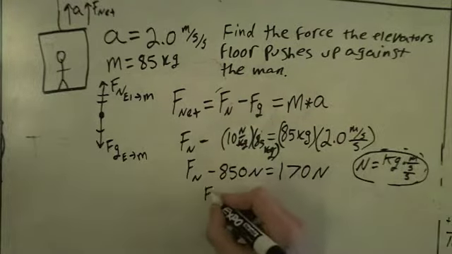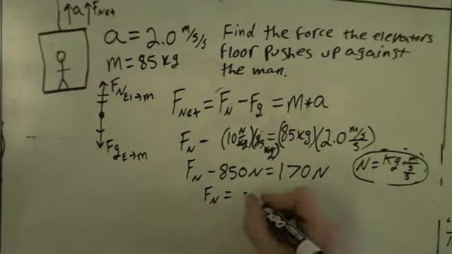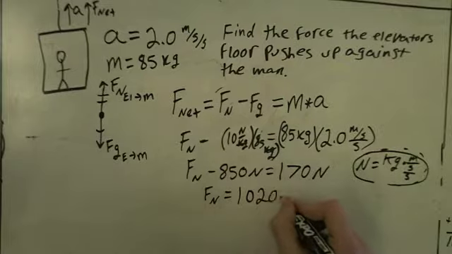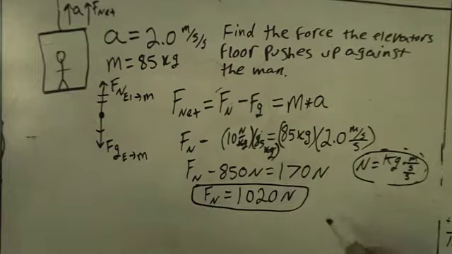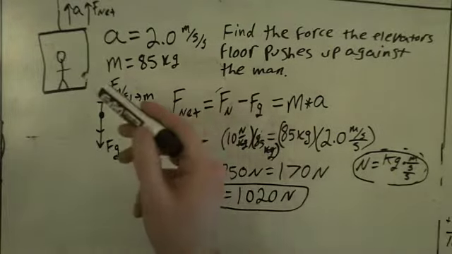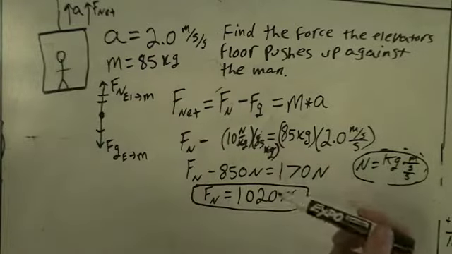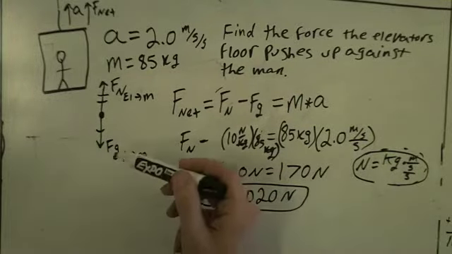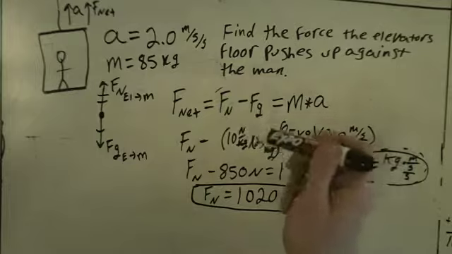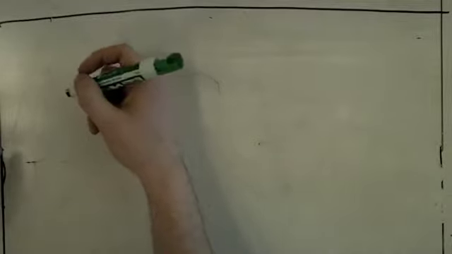Now all I have to do is isolate the normal force. So 850 plus 170. So the floor of the elevator presses up on the man with 1,020 newtons, which is greater than the Earth pulls on him in the opposite direction, which was 850. This problem is on your worksheet that you're going to work on today.